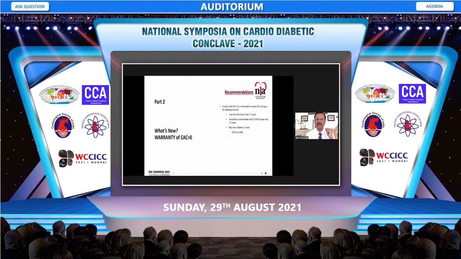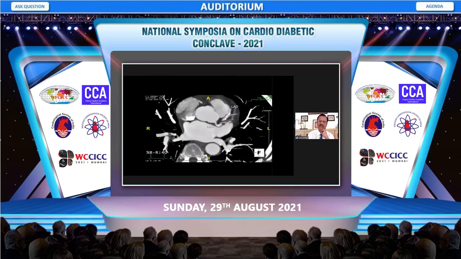Now, what's new and was presented yesterday is that in patients with a calcium score of 0, it's reasonable to repeat a calcium score at the following intervals. If you have a low risk, 5 to 7 years; borderline, 3 to 5 years; higher risk, less than 3 years. So accordingly, you can make your judgments. That eventually means that if you have a diabetic, even if he's young, and the calcium score is not 0, you may want to check it after 3 years. Otherwise, probably even 5 years is good enough.